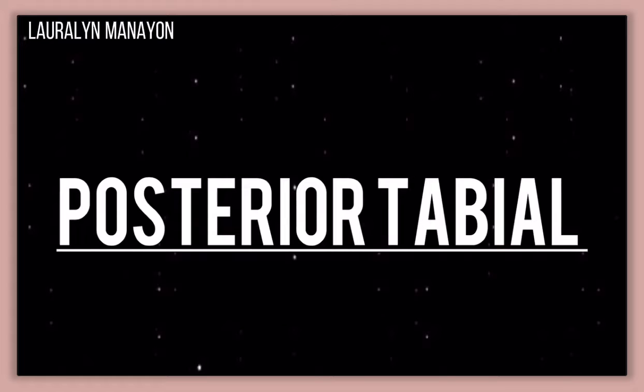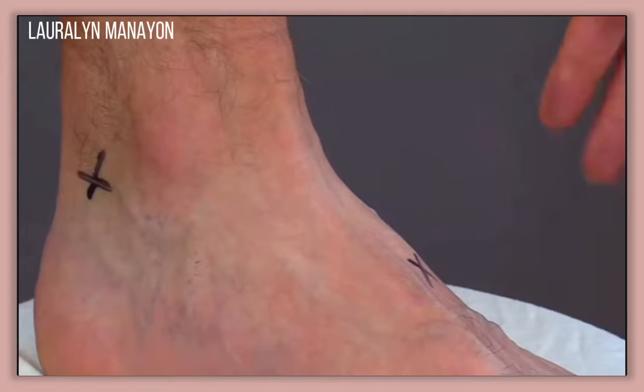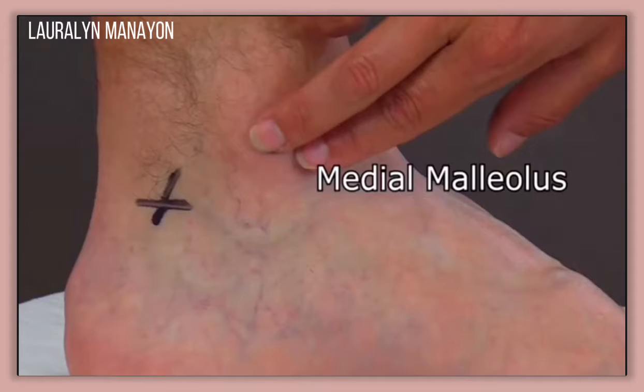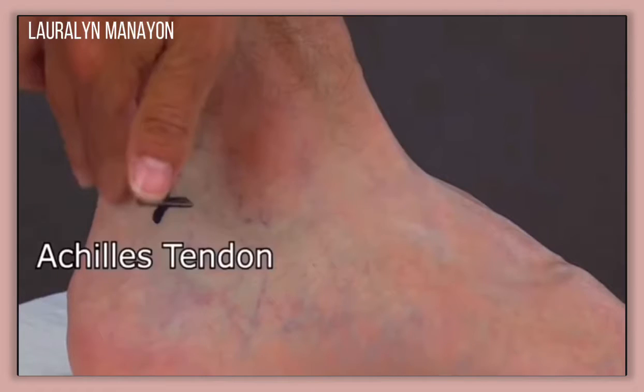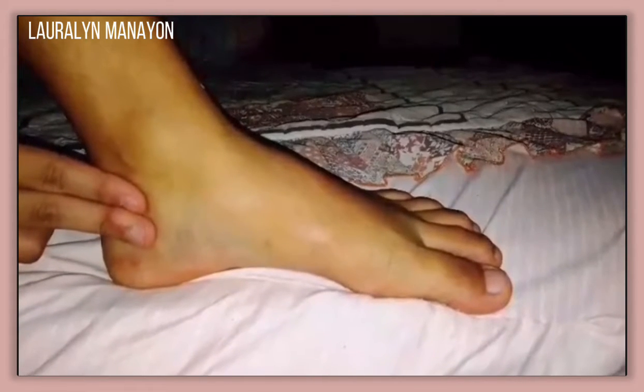The tibial pulse is found on the inside of the ankle. It is found between the back of the medial malleolus, which is the bony prominence of the ankle, and the Achilles tendon. So you find it within this area right here.